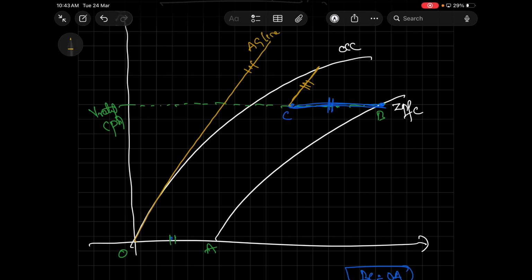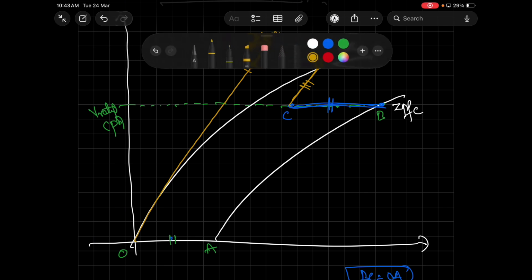Okay, it should be parallel to the air gap line. Now give the notation as some point D here. I'm not bothered about the notations here. So next from this, what should I do next?